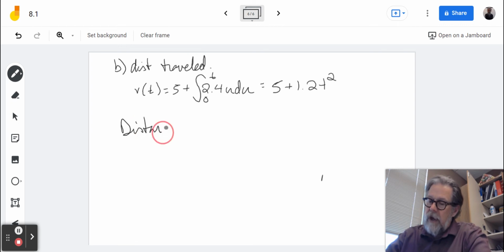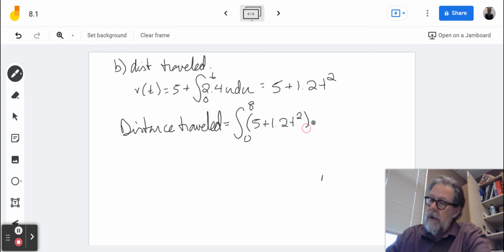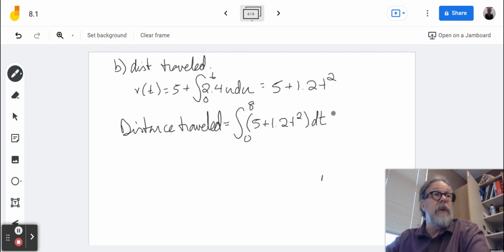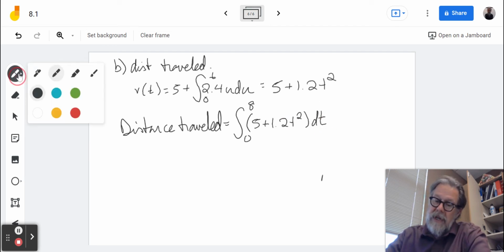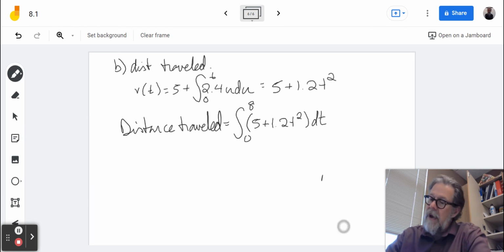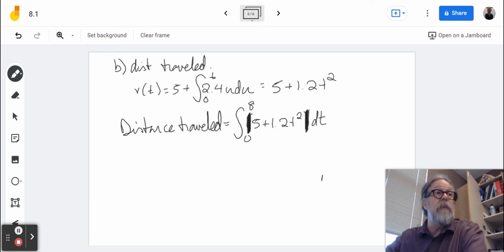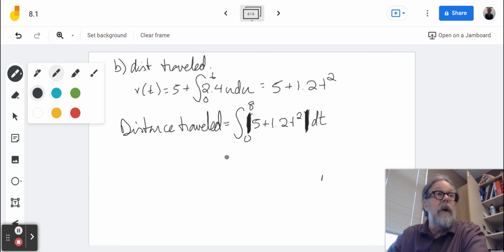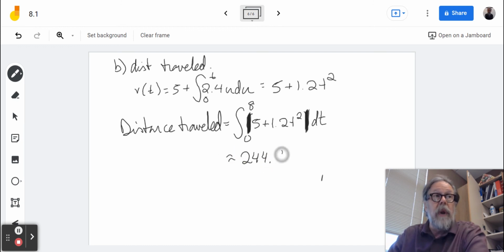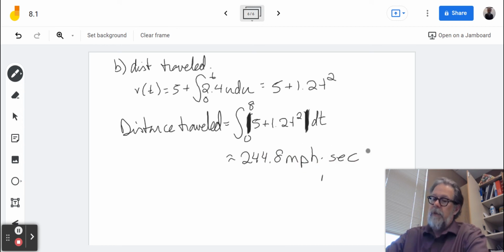Well, from the previous video, I know that distance traveled equals the integral from 0 to t, in this case 8 seconds, of velocity with respect to time. Except that, remember, distance traveled, what do I need to have in here? I need to have absolute values, because otherwise I will get a displacement. And when I plug this into my calculator, I get 244.8 miles per hour seconds.